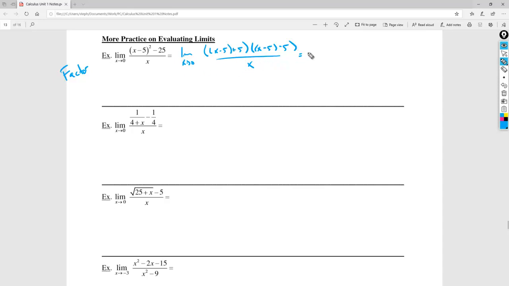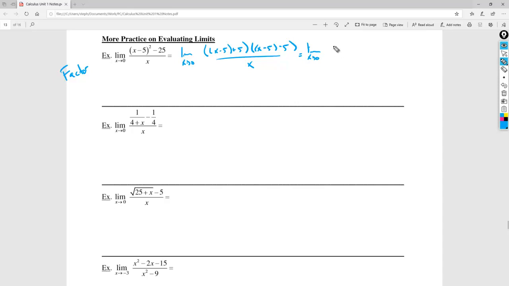I end up with the limit as x approaches 0, and this is something you might be wondering, like, do I have to write the limit every time? Yes, you have to write the limit every time until you evaluate it. Otherwise, it'd be like literally omitting a multiplication sign or the fraction bar or something like that. You just wouldn't do that.